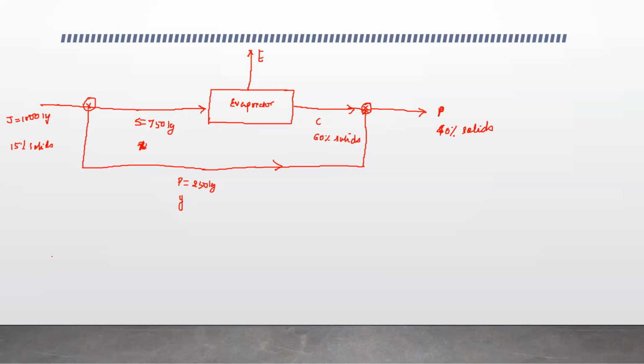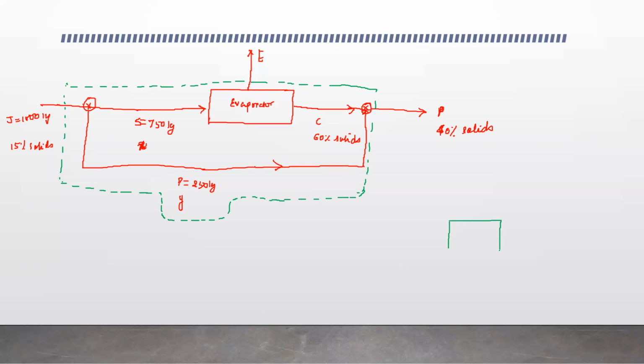So this is the problem. This is the material balance. This is your block diagram that has to be drawn. For this problem, let's first of all make a control volume for an overall material balance. So this is my green box. I'll draw a block diagram for this green box. This is my entire system.